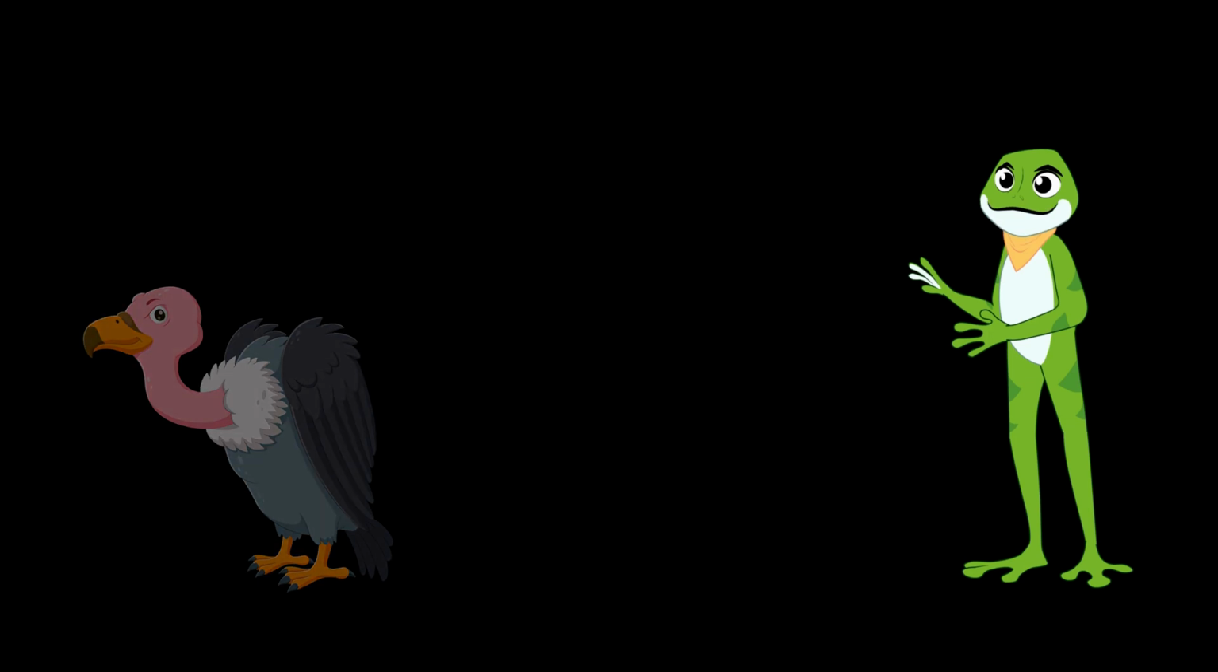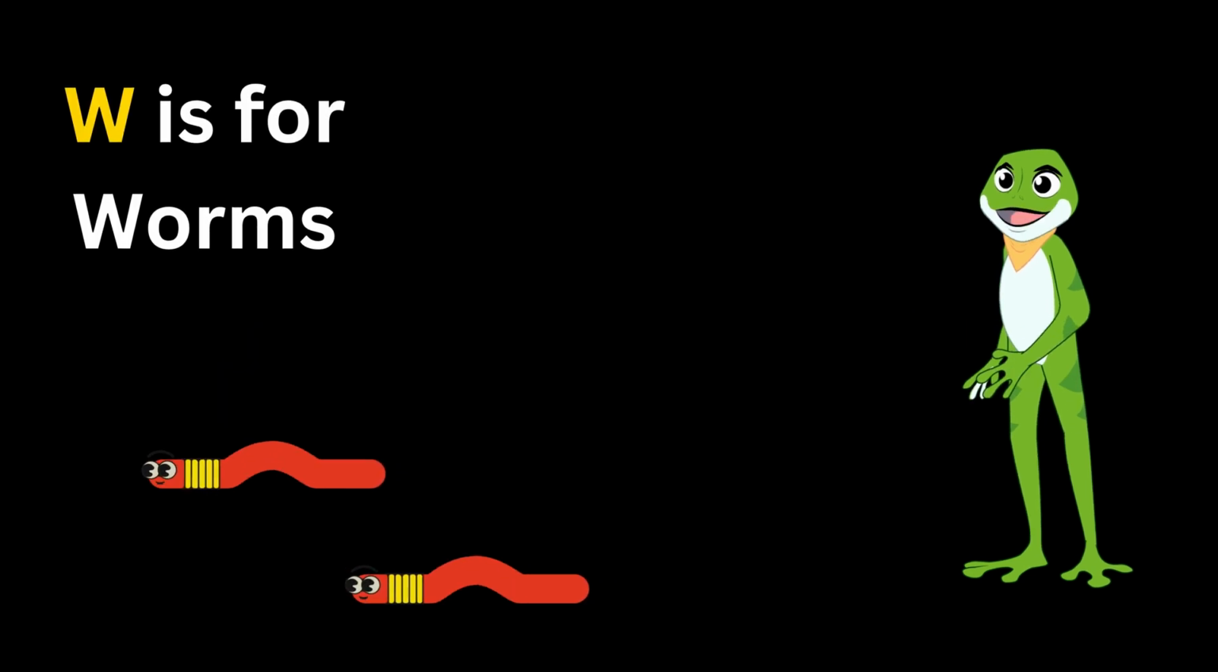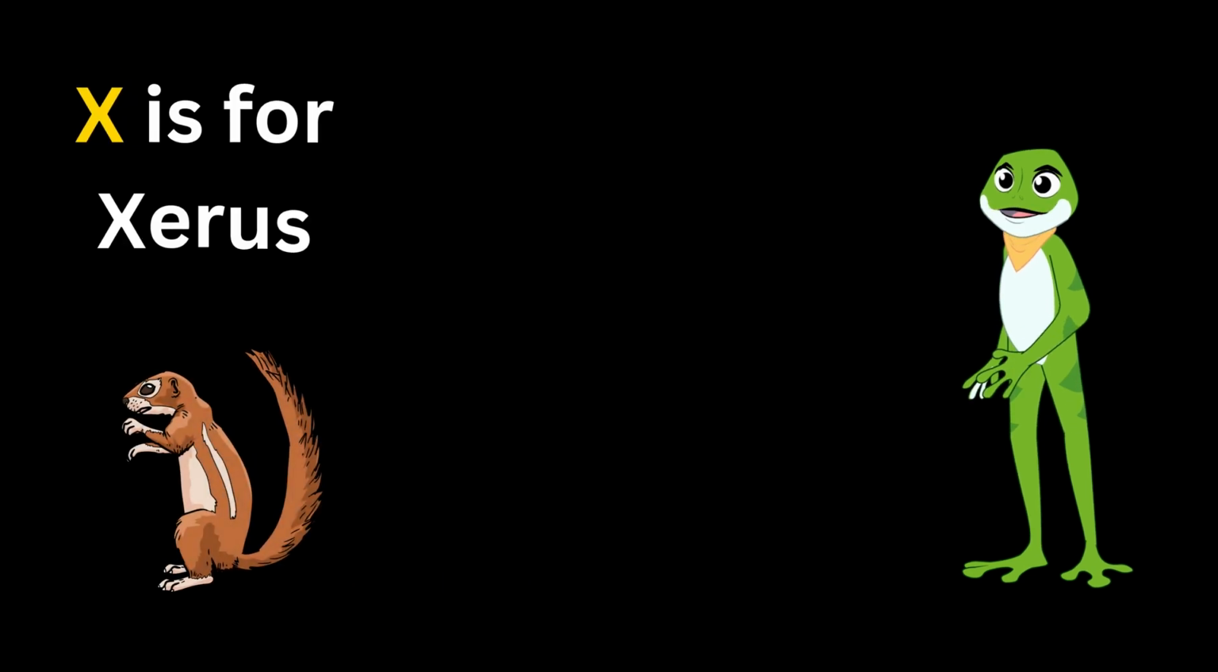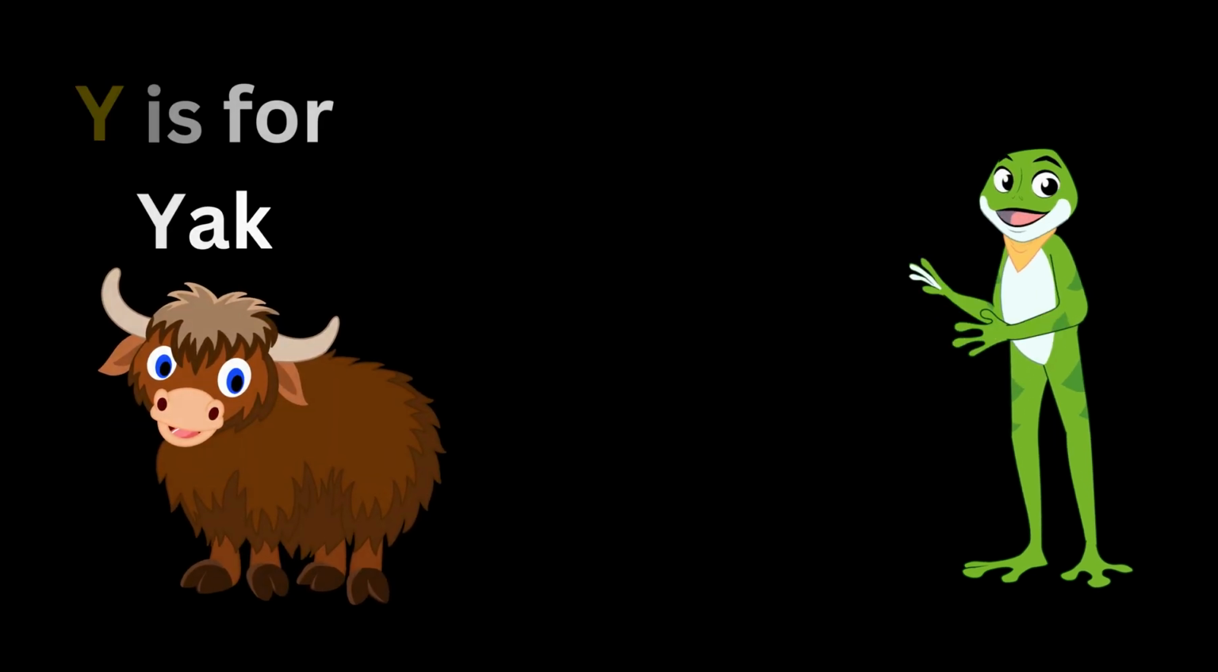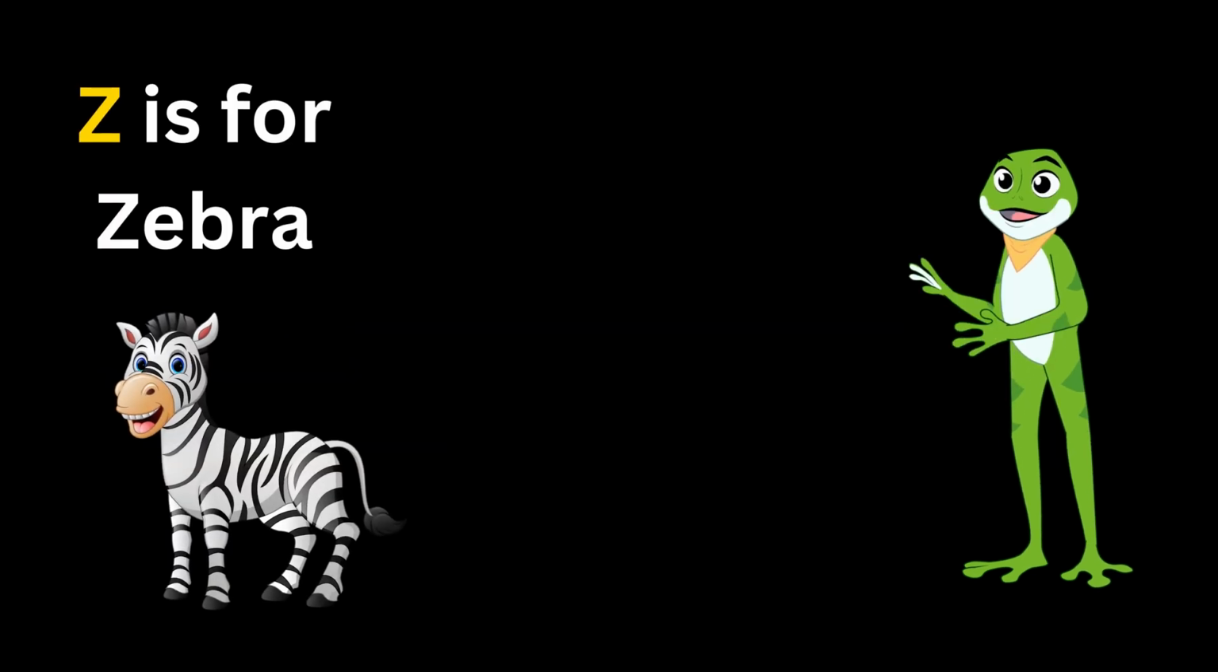V. V is for vulture. W. W is for worms. X. X is for xeris. Y. Y is for yak. Z. Z is for zebra.